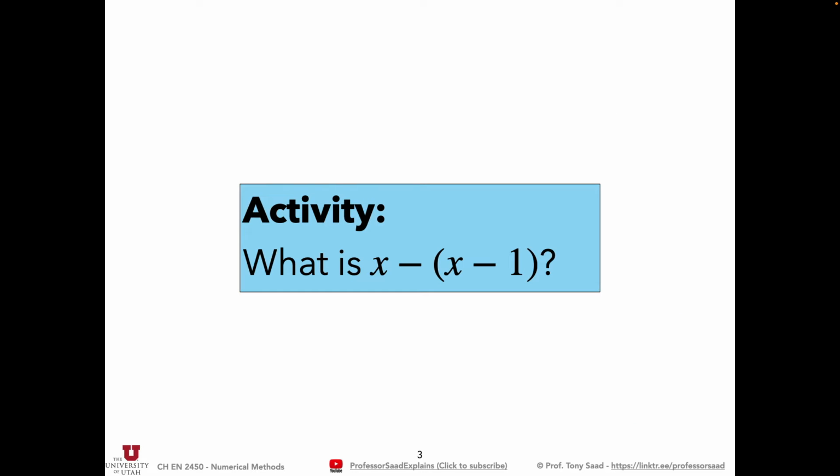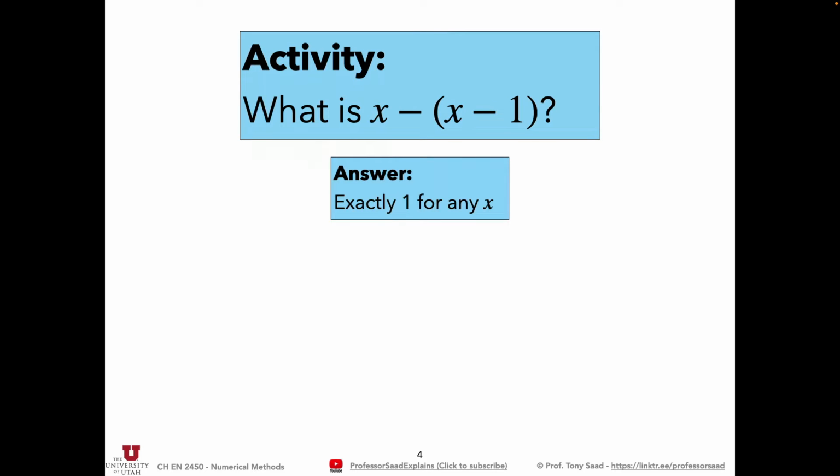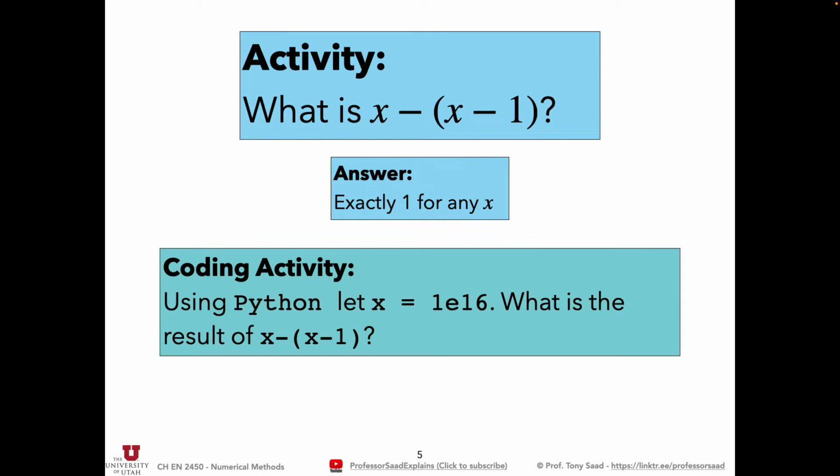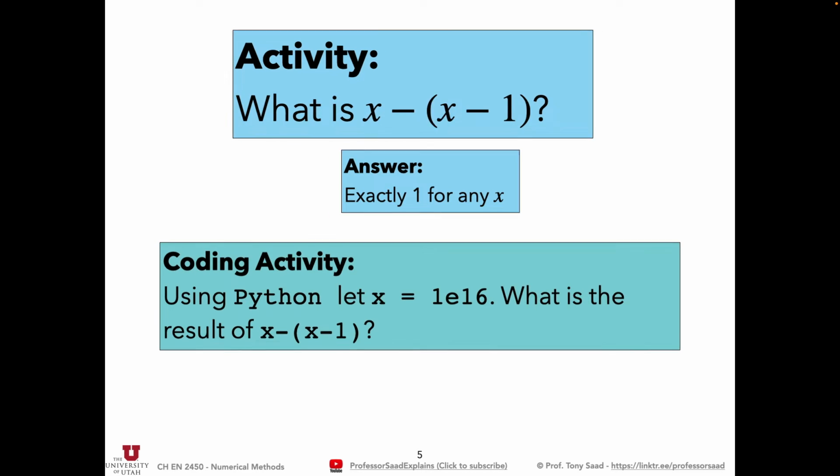I want you to start thinking about this first activity. If I give you this mathematical equation, what is the answer to x minus (x minus 1)? The answer is exactly 1 for any value of x. All right. So now, I want you to take that same formula and run it in your Python, your Jupyter notebook, for the value of x equal to 10 to the power 16. Here's a snippet of code.